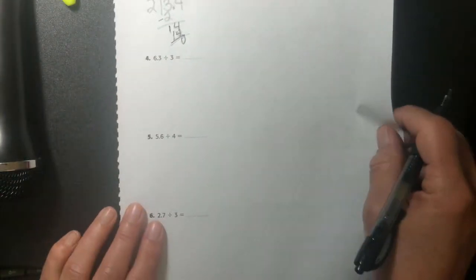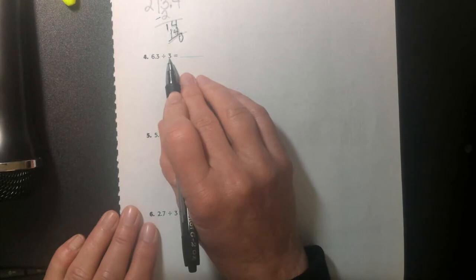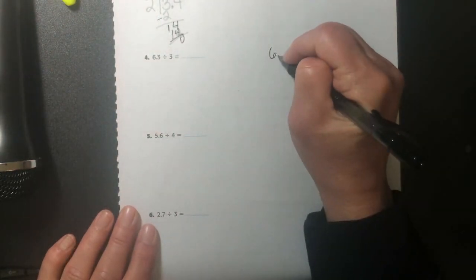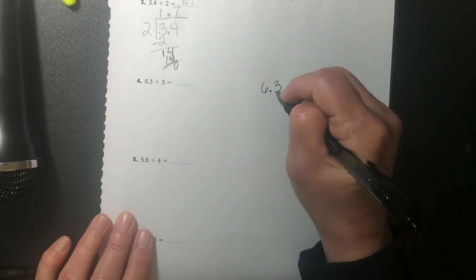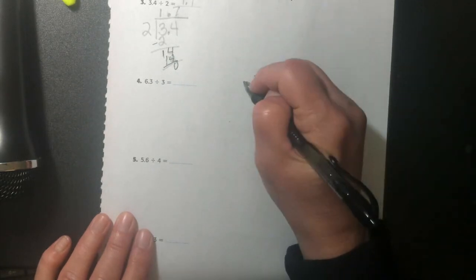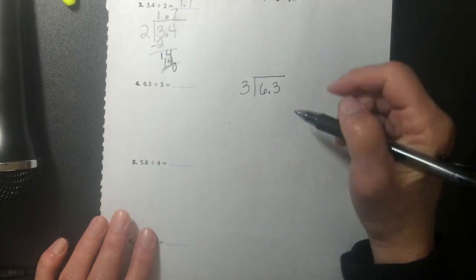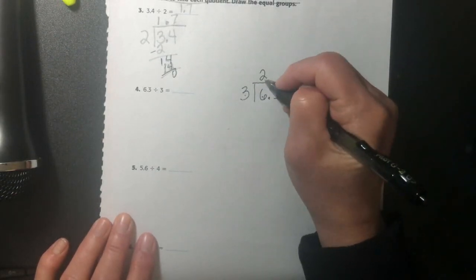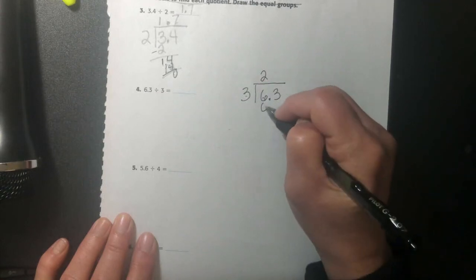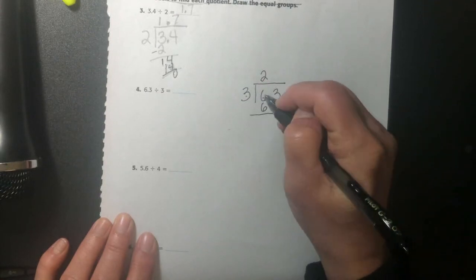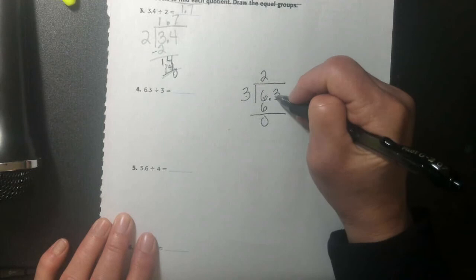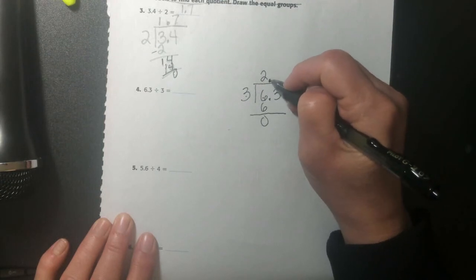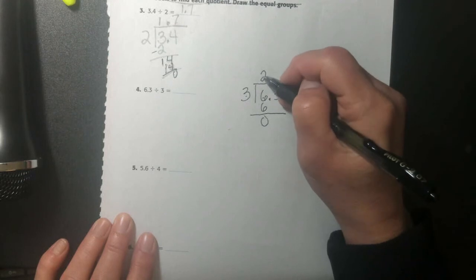All right, here's our next one. 6.3 divided by 3. So I'm going to write it this way. I'll write it over here because I have so much room over here. I'm going to say 3 goes into 6 2 times because I know 2 times 3 is 6. I subtract. I get 0. I forgot to bring up my decimal place. I always bring up my decimal place and put it exactly between the numbers where I'm dividing.